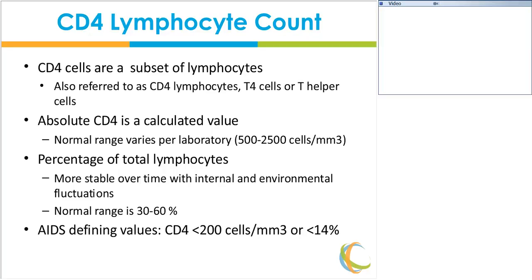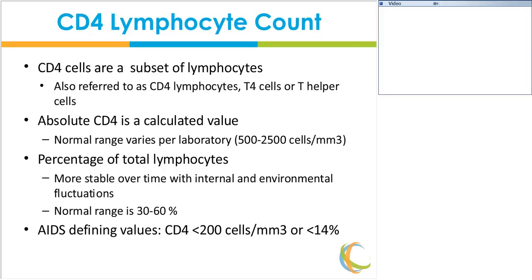Your absolute CD4 count is actually a calculated value, obtained by multiplying the total number of lymphocytes by the percent of CD4 cells. The normal range varies per laboratory, per area of the country, per population for that particular lab, but the normal range is somewhere around 500 to 2,500 cells per cubic millimeter.